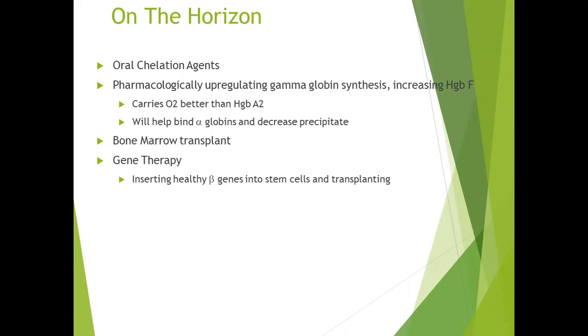Then we have gene therapy. In gene therapy, you insert the healthy beta genes into the stem cells and it starts producing normal RBCs. It's in process. Gene therapy is in trial phases. So if we succeed, then it will be a major breakthrough.